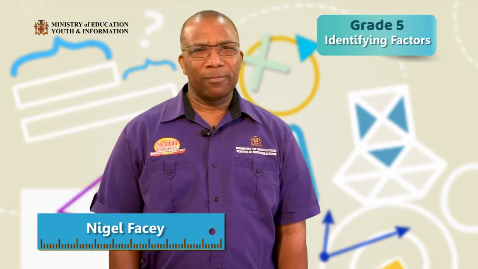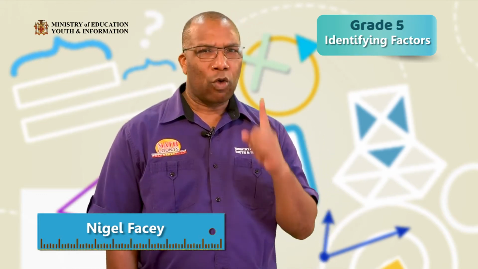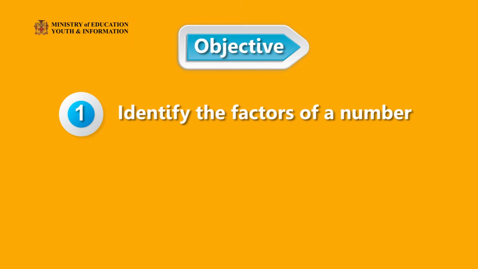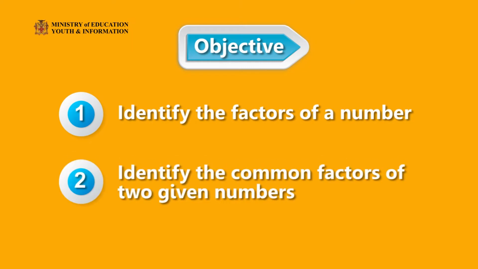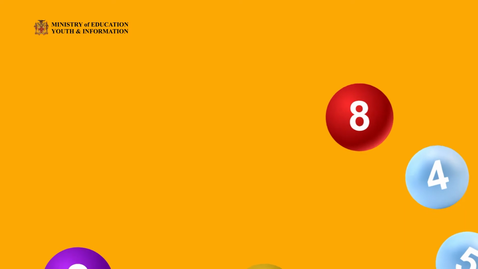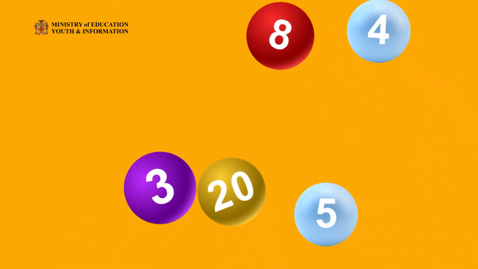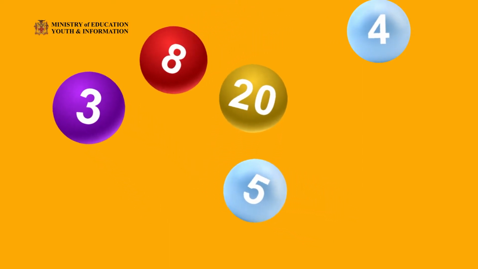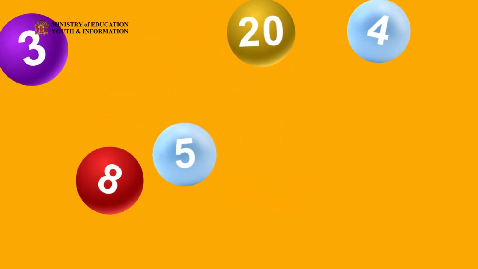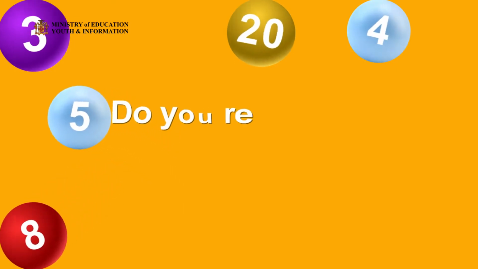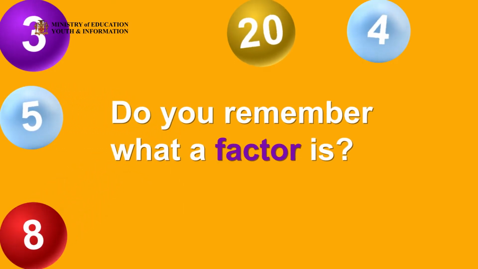By the end of this lesson, you will be able to: 1. Identify the factors of a number, and 2. Identify the common factors of two given numbers. Does anyone remember what a factor is? Good try. Let me help clarify what really is a factor.